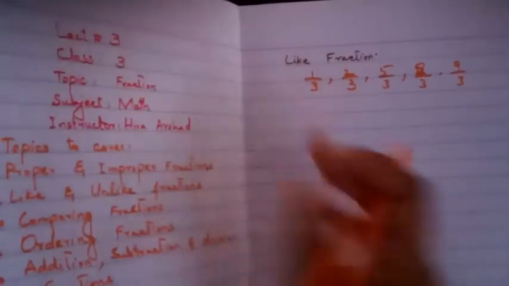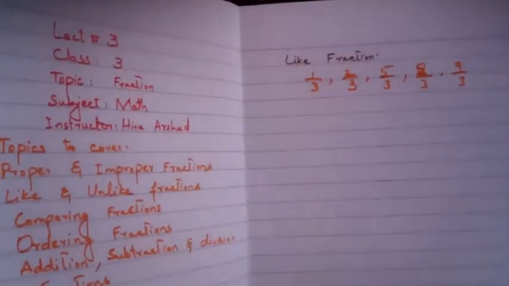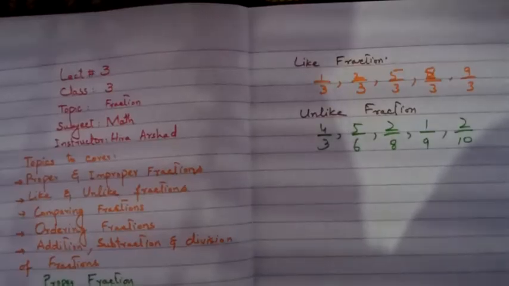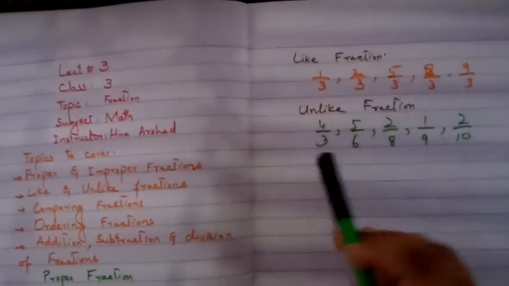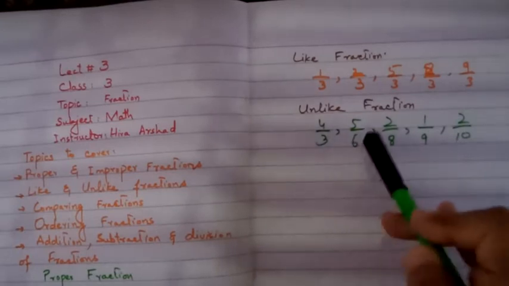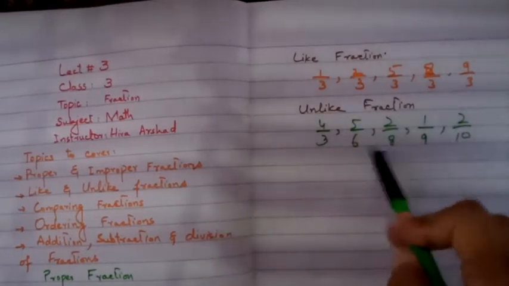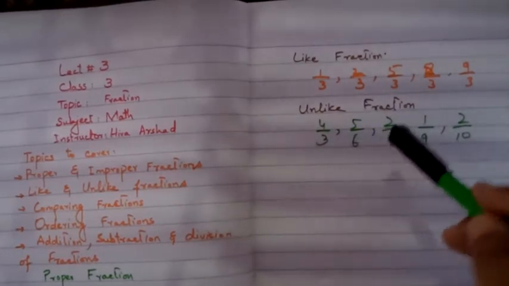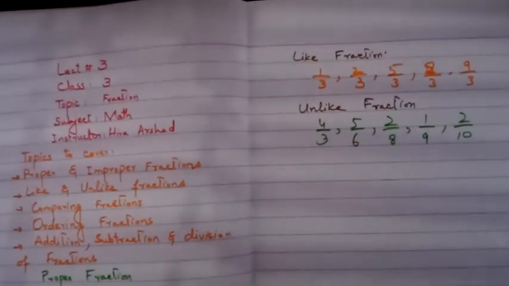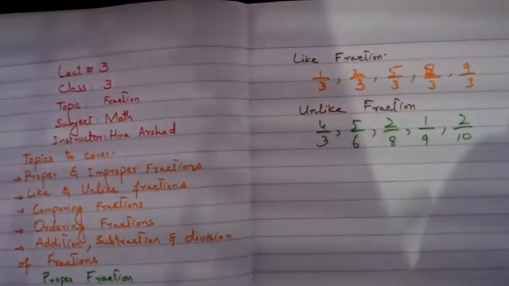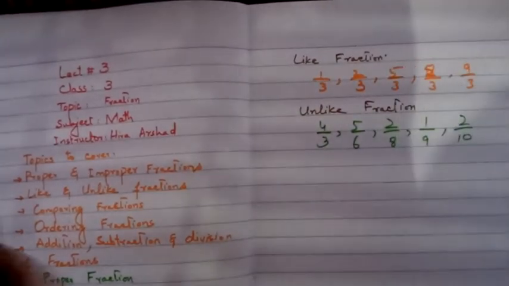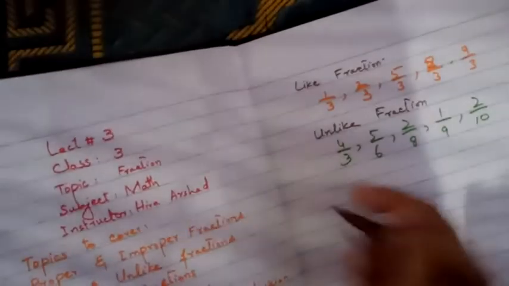Unlike fraction, if the denominators are different. Now see, the denominators of these fractions are different. If the denominators of fractions are different, then the fractions are said to be unlike fractions. Comparing fractions. How can we compare fractions? We can compare fractions by denominator.